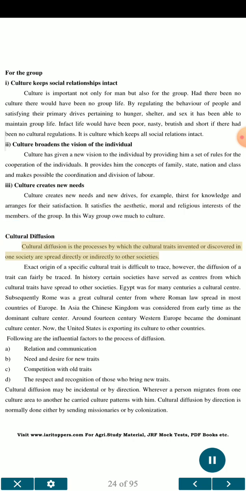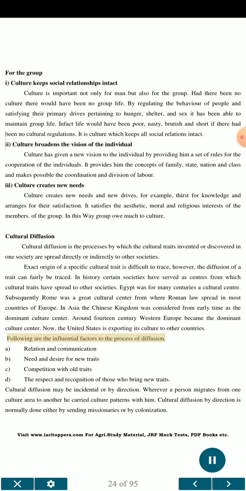Cultural diffusion. Cultural diffusion is the process by which the cultural traits invented or discovered in one society are spread directly or indirectly to other societies. The exact origin of a specific cultural trait is difficult to trace, however, the diffusion of a trait can fairly be traced. In history certain societies have served as centers from which cultural traits have spread to other societies. Egypt was for many centuries a cultural center. Subsequently Rome was a great cultural center from where Roman law spread in most countries of Europe. In Asia the Chinese kingdom was considered from early times as the dominant culture center. Around the 14th century Western Europe became the dominant culture center. Now, the United States is exporting its culture to other countries.